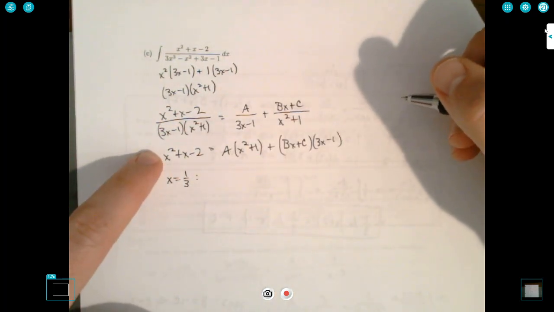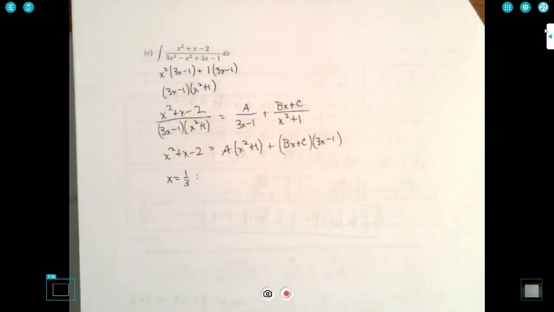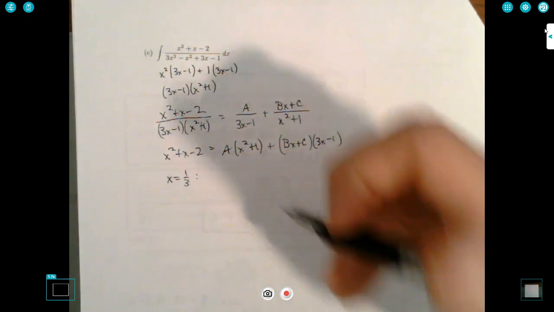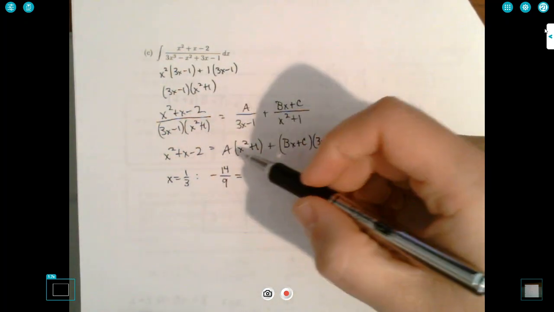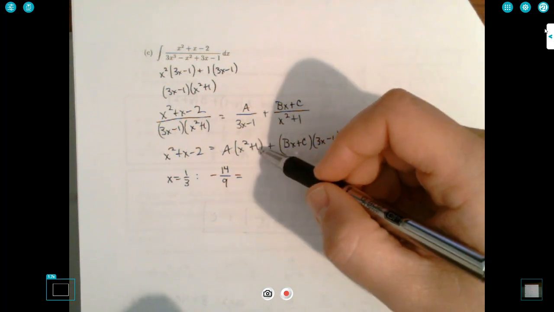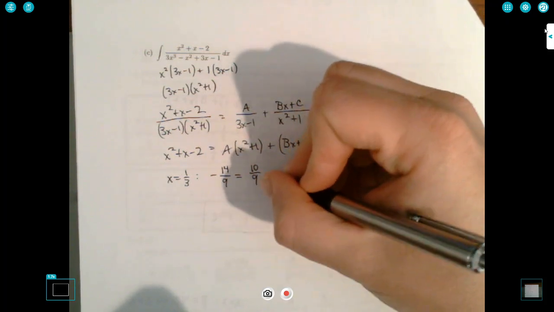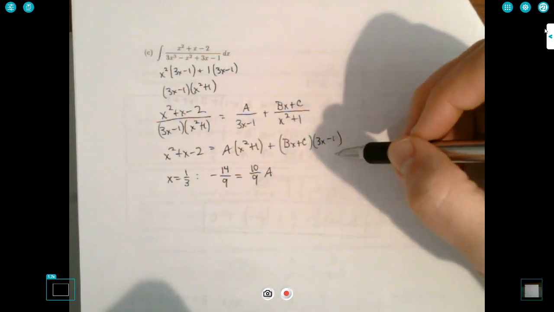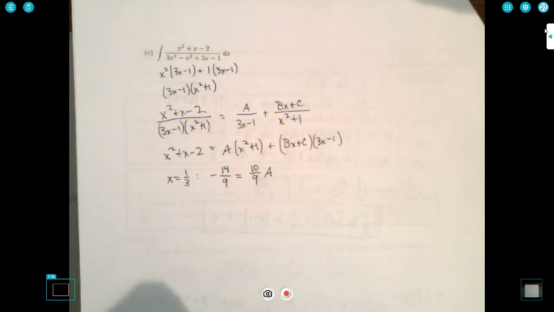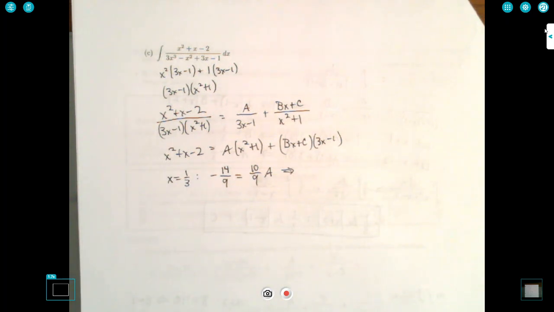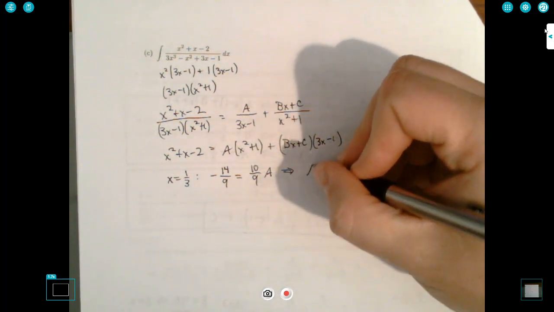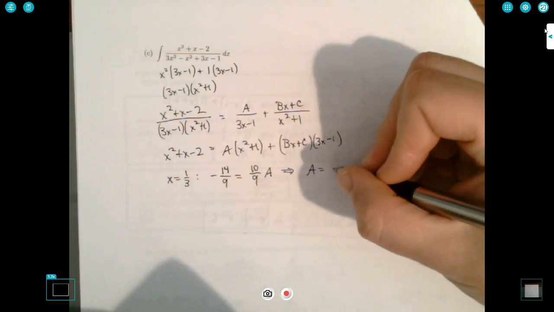Then I get 1/9 plus 1/3 minus 2. I'm just going to use my calculator. So 1/9 plus 1/3 minus 2, I get negative 14/9 equals 1/9 plus 1, so that's 10/9. So I get 10/9 a. And then here, this part's going to be 0, so that whole thing's going to be 0. So then I can solve for a by multiplying by 9/10. The 9s would cancel. I would get -14/10, which reduces to 7/5. So a equals -7/5.